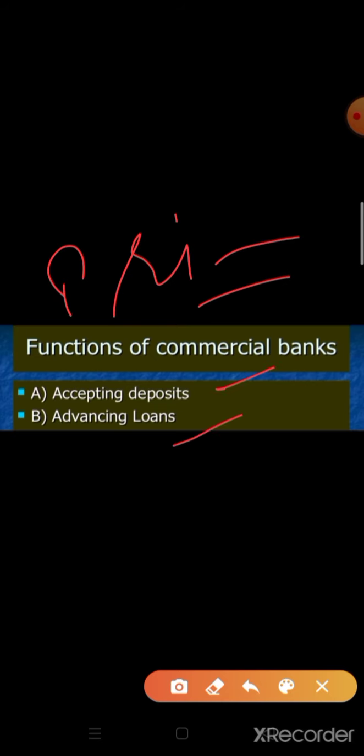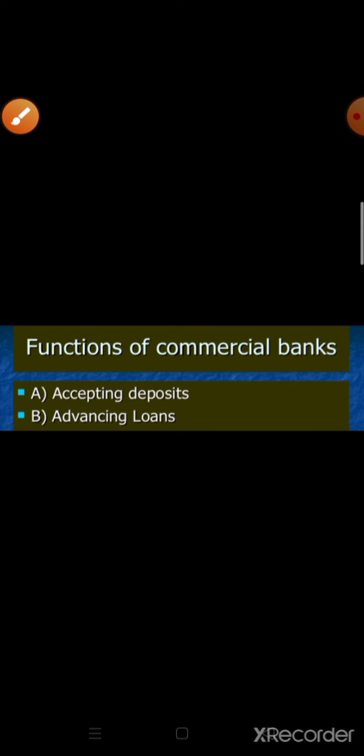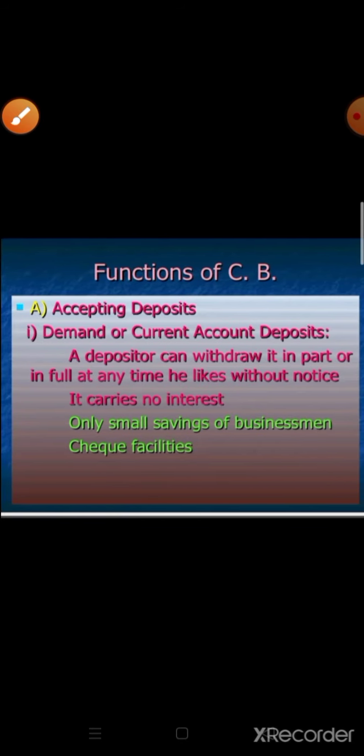But in this chapter, we will study only the primary function: accepting deposits and advancing loans. Let's discuss these functions one by one.